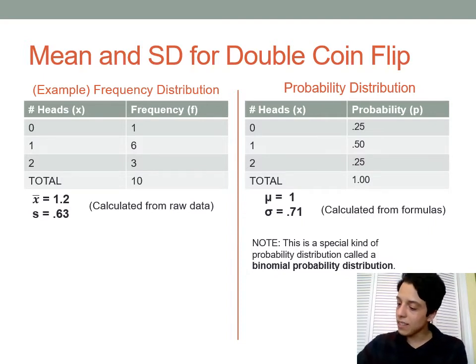Did it again, got heads and then heads, so that's 2 heads. Tails and then tails, so that's 0 heads.